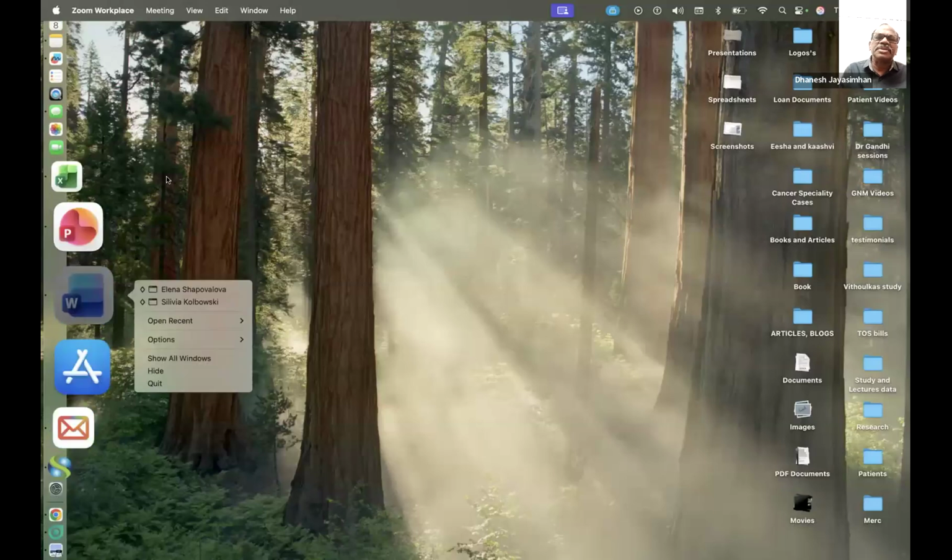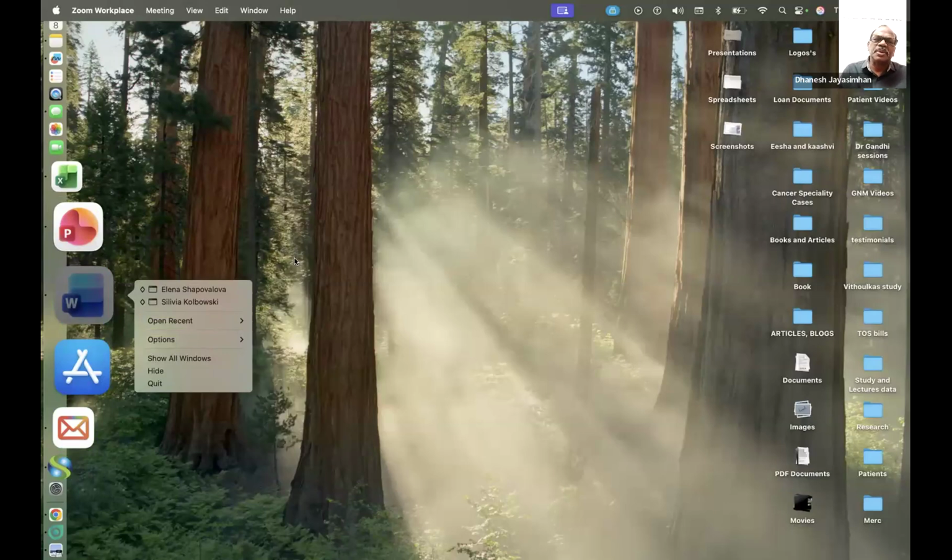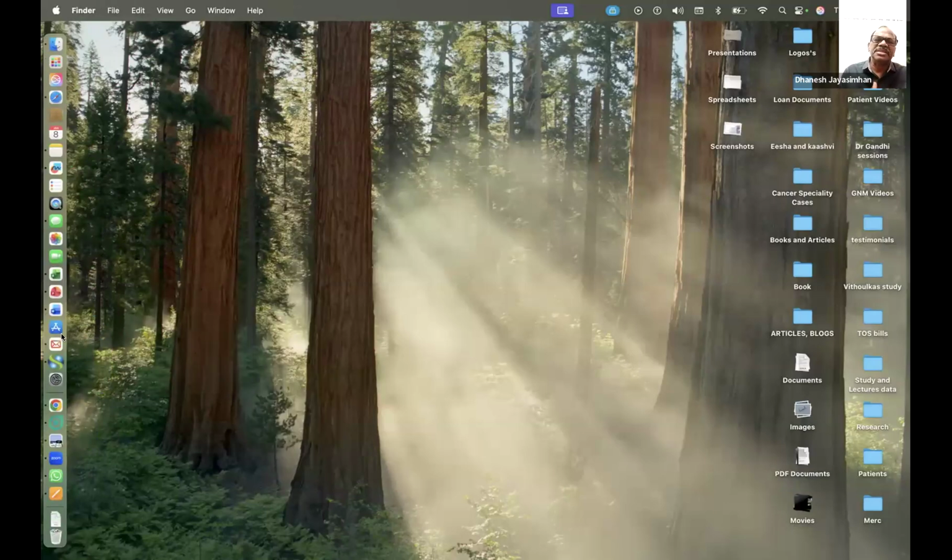Due to some network failure, I couldn't continue the session. Because of that, the Zoom has gone. So we can begin the session once again.